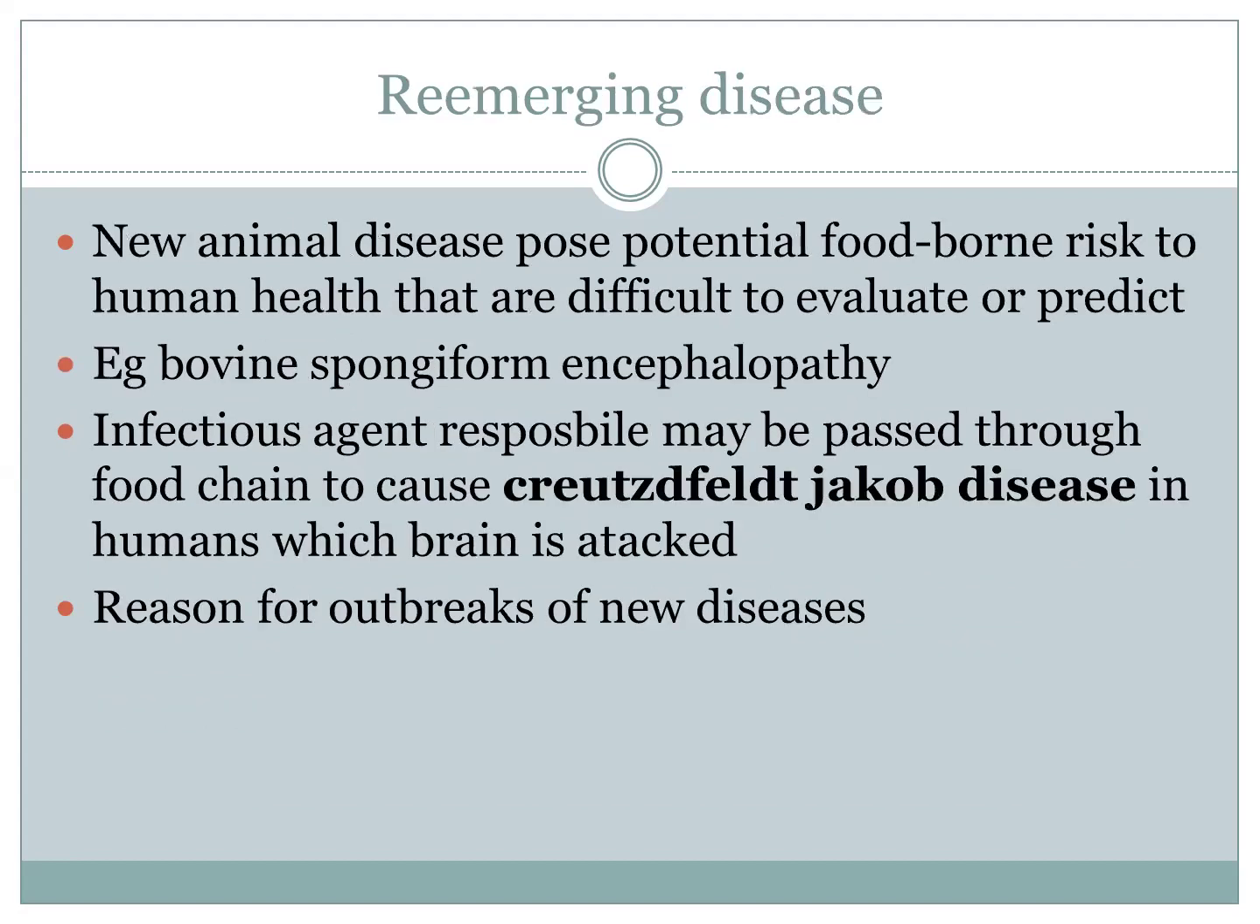Then new animal diseases also pose a potential foodborne risk to human health. For example, bovine spongiform encephalopathy. The infectious disease agent responsible may be passed through the food chain to cause Creutzfeldt-Jakob disease in humans, in which the brain is attacked. It is responsible for new diseases. The increased contact between humans and animals due to urbanization or domestication has resulted in these diseases.